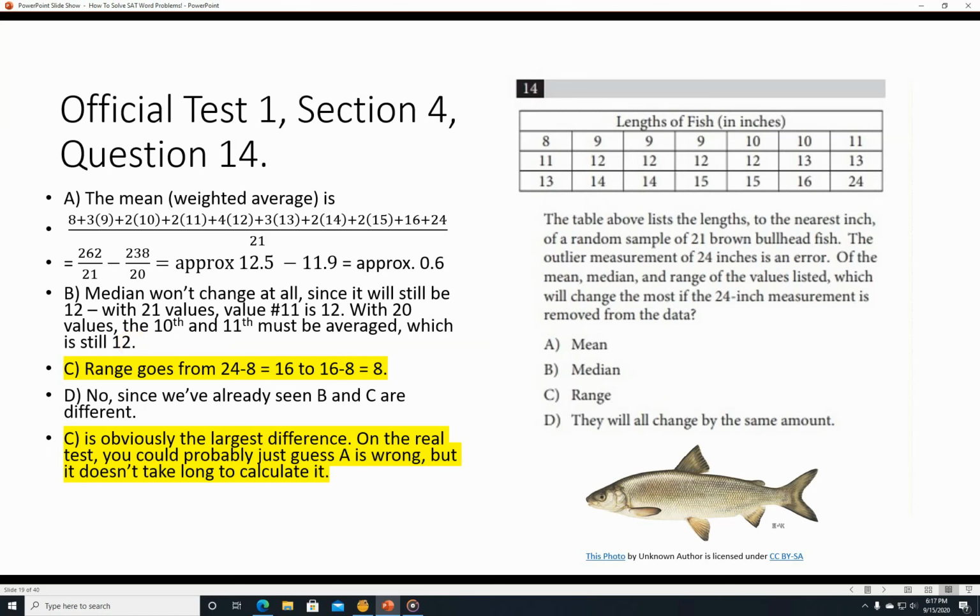On the real test, you could probably just guess that A is going to change the least, but it doesn't take very long to calculate it. So I would suggest that you give your calculator a little workout on the test.